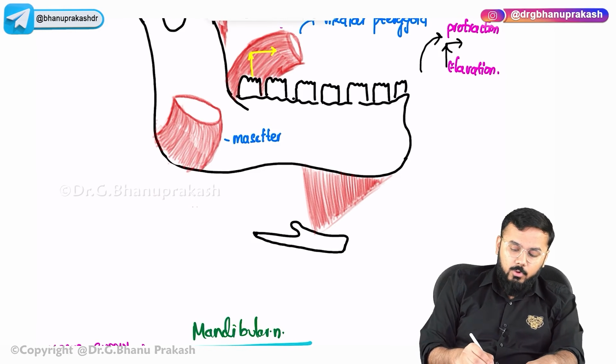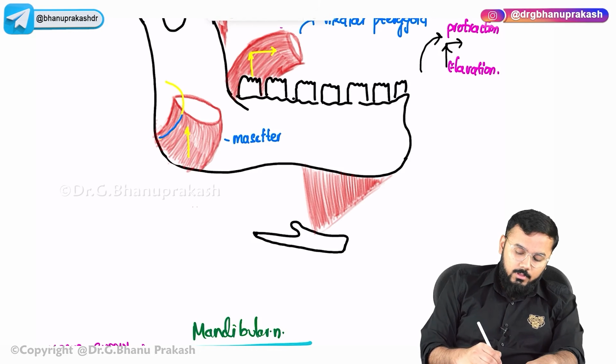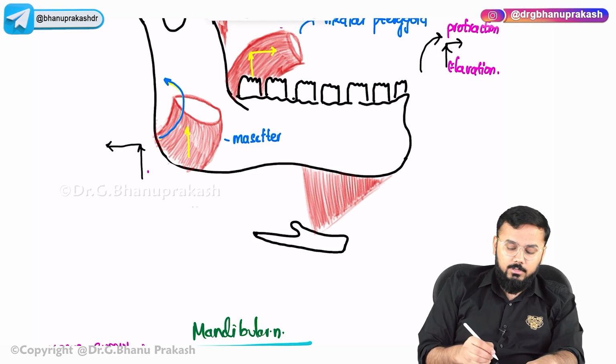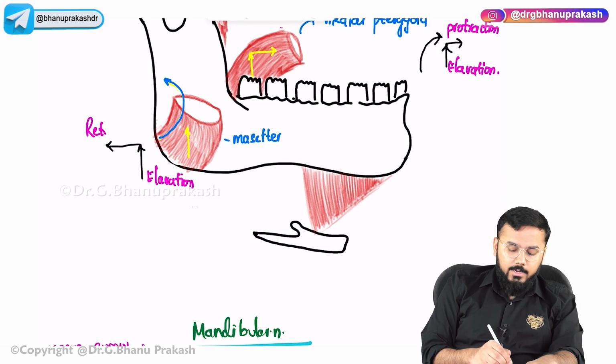Next important thing, the masseter muscle is also elevating, and if you follow the line, you see it is going in this way. The masseter muscle is going back like this. So the action is elevation, and since it is going back, retraction. What are the two actions? One is elevation and the other is retraction of the mandible.